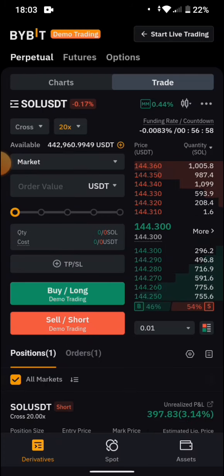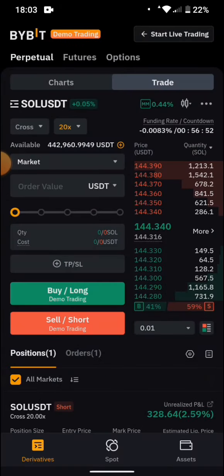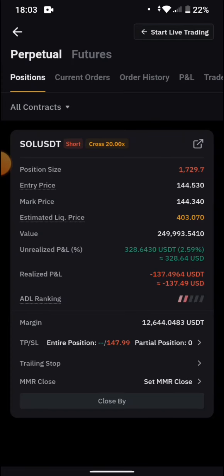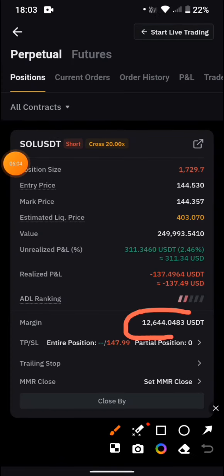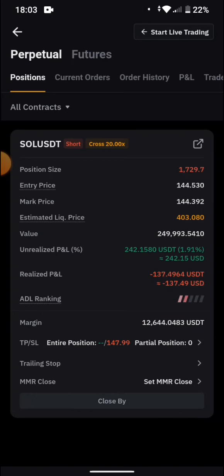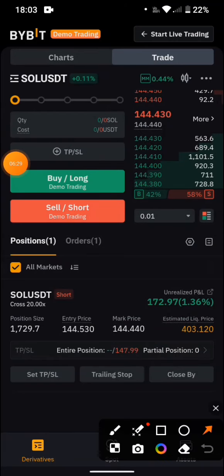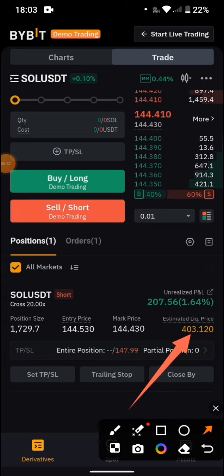But if you come here, you select what? Isolated. You are only going to lose the money that you deposited, that you are using. This margin, this 12,000 is the only money you are going to lose. Okay? This 12,000 is the only money which you are going to lose if you use isolated. But if you use cross and the market moves toward your liquidation, this Solana moves up, it reaches 403, you are going to lose your entire account, the 400,000.